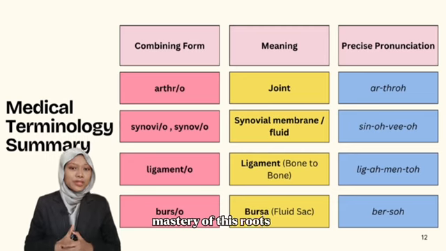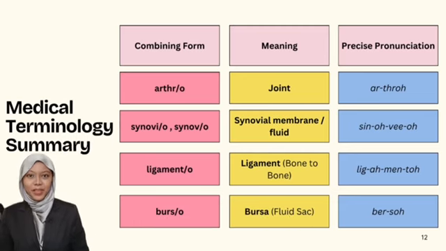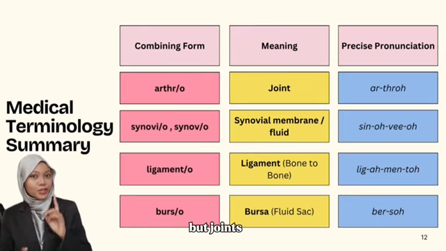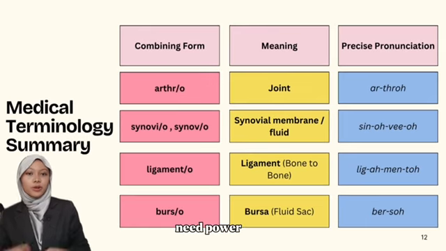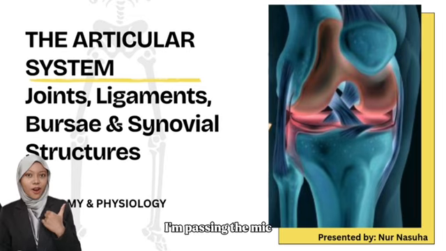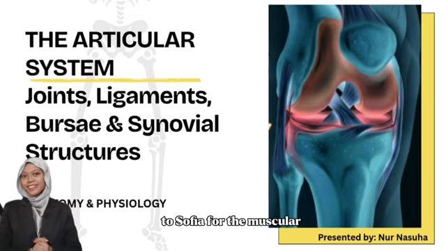Mastery of these roots makes anatomy a breeze. So, the articular system gives us flexibility, but joints need power to move. To explain the engines behind this, I'm passing the mic over to Sophia for the muscular system.